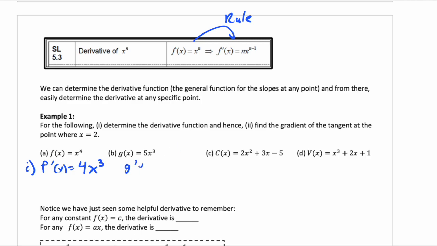Next, g prime of x. You're going to do 3, and then there's a 5 in front, so 3 times 5 is 15. And then reduce the exponent by 1. C prime of x, 2 times 2 is 4. Reduce the exponent by 1. Now here you have a 1. It's like 3x to the power of 1. 1 times 3 is 3. And reduce the exponent by 1, you get x to the power of 0, which is just 1. So we leave that.